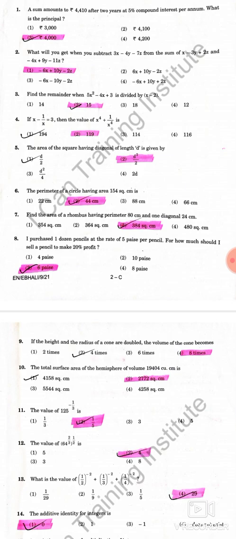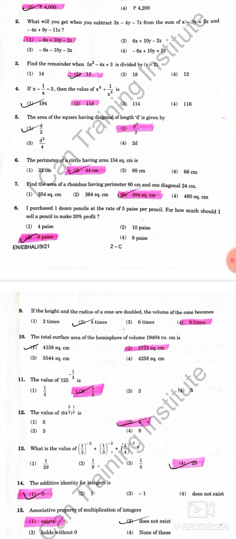Question number 4. If x minus 1 divided by x is equal to 3, then the value of x to the power 4 plus 1 divided by x to the power 4 is, and the answer is option number 2. Question number 5. The area of the square having diagonal of length d is given by, and the answer is option number 2. Question number 6. The perimeter of a circle having area 154 square centimeter is, and the answer is option number 2.